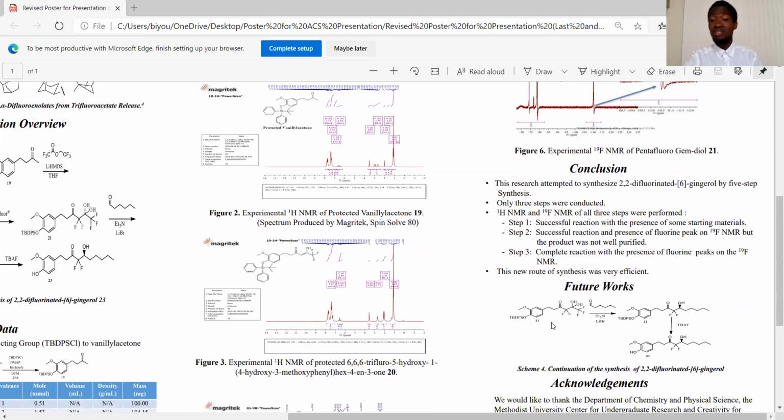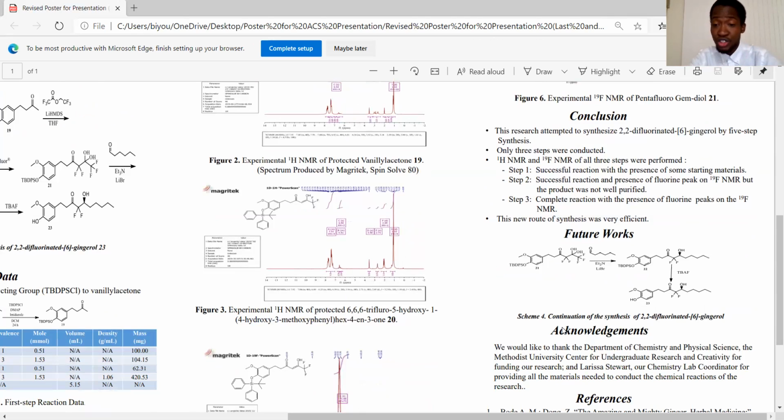So I will say overall, this new route of synthesis was very efficient. It's just that I didn't have time to go to the end of my research. If not, I was confident that I was going to synthesize 2,2-difluorinated cis-gingerol. I was almost there.